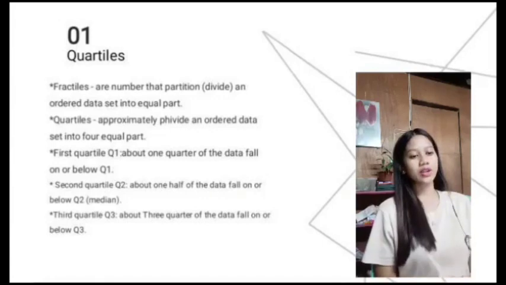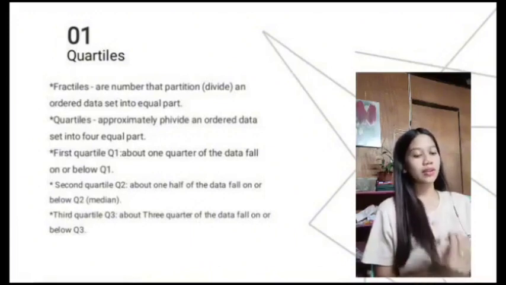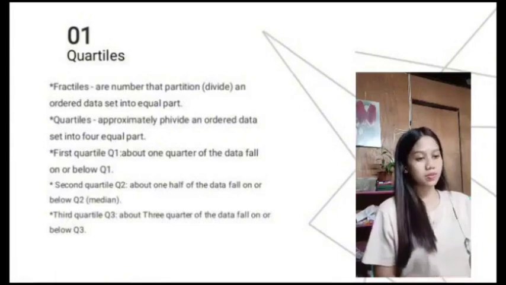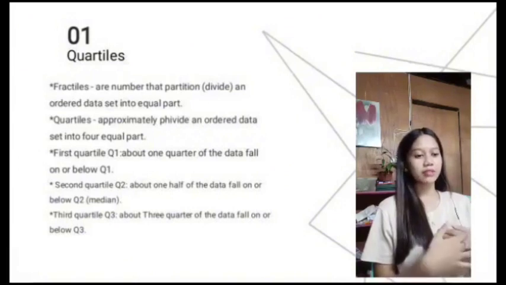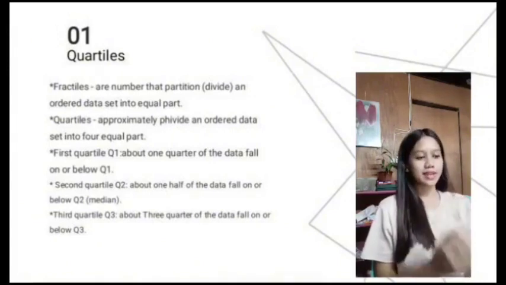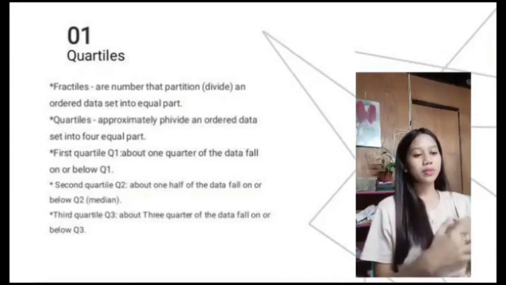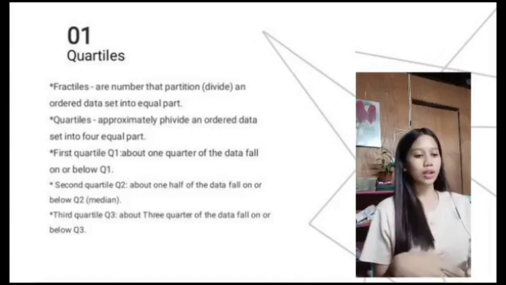Here, quartiles are numbers that divide an ordered dataset into equal parts. The data must be arranged in increasing order. Quarter means four, so quartiles divide the data into four equal parts.